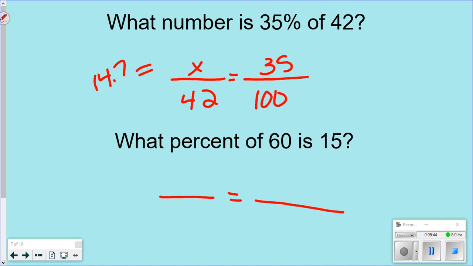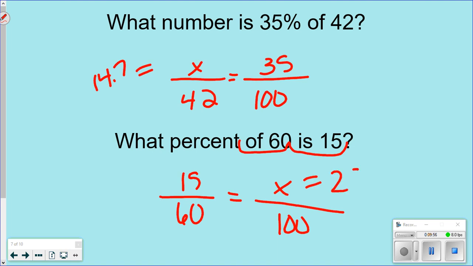And this one, I think this is the easy one. What percent of 60 is 15? So 15, 60, x, 15 times 100 divided by 60, 25. I knew that's what it was going to be. Just want to make sure, 25%.